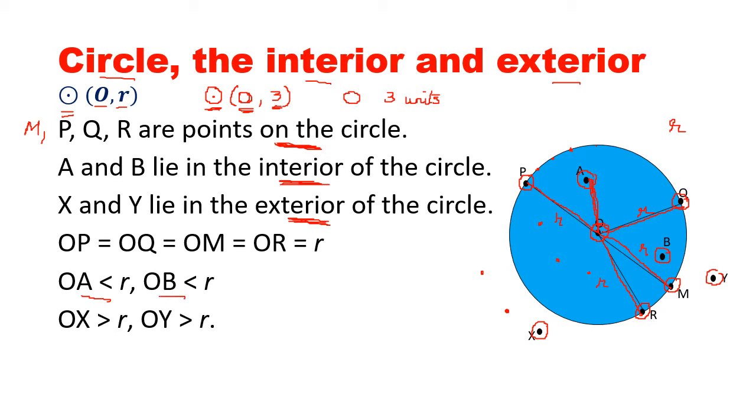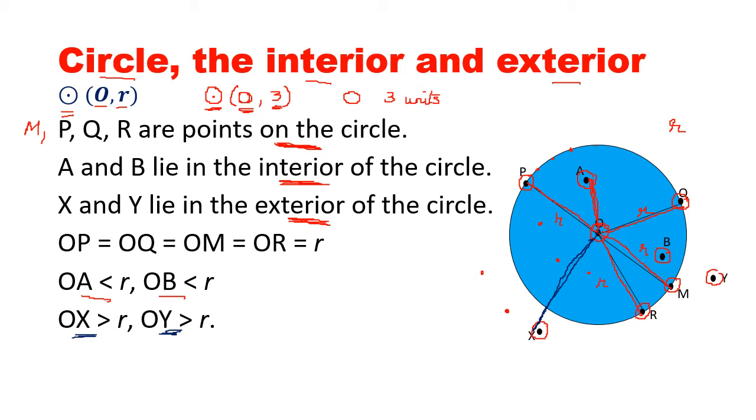Now if you look at OX, you can see that distance is greater than the radius. So OX is greater than r, even OY is greater than r. So a circle divides a plane into three parts: points on the circle, the region inside the circle, the interior, and the region outside the circle. So we have got the circle, the interior and exterior.